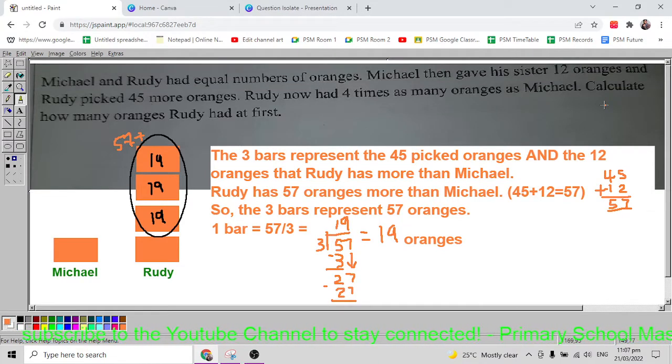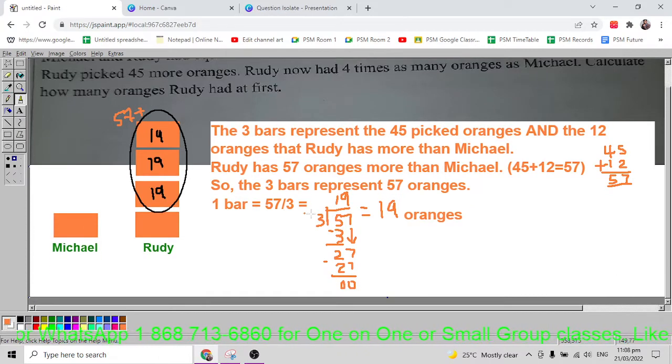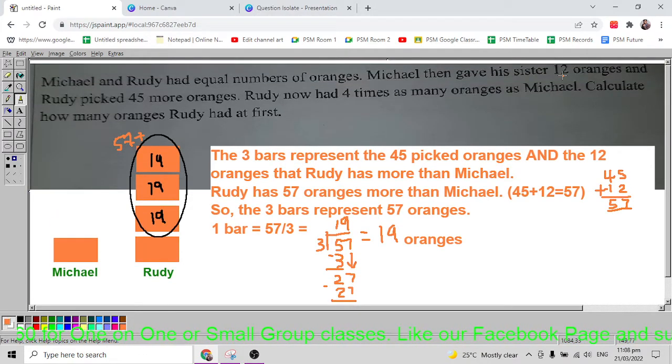Now, most importantly, the question asks, always read the question. I read it twice, so I'm really familiar with it right now. Calculate how many oranges Rudy had at first. Remember the first line says Michael and Rudy had equal numbers of oranges. So if you find how many oranges Michael had at first, that's the same amount Rudy had at first. Since we got 19 oranges right now, do you remember that Michael gave 12 oranges to his sister?